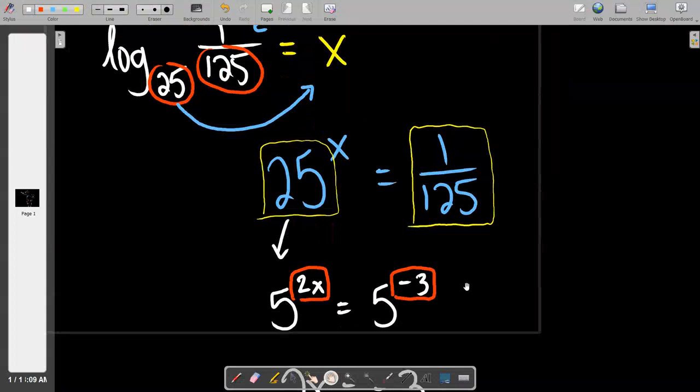So if I did the problem correctly, if the Delta Math problem were log base 25 of 1 over 125, my answer would have been right. I just copied it down wrong. So of course the answer should be 3x, right?